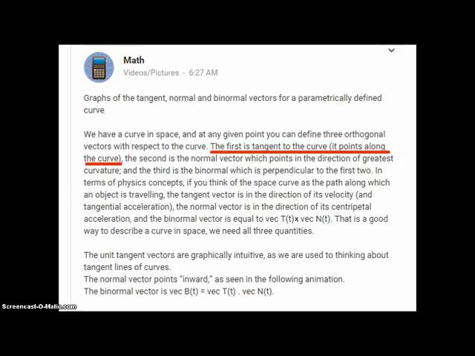So let's take a look at that. It's pointing along the curve, and notice it's always the same length. It's always 1 unit, and so what you do is you take the velocity vector and divide by its length and create a unit vector in the direction of velocity, and that's called the tangent vector.